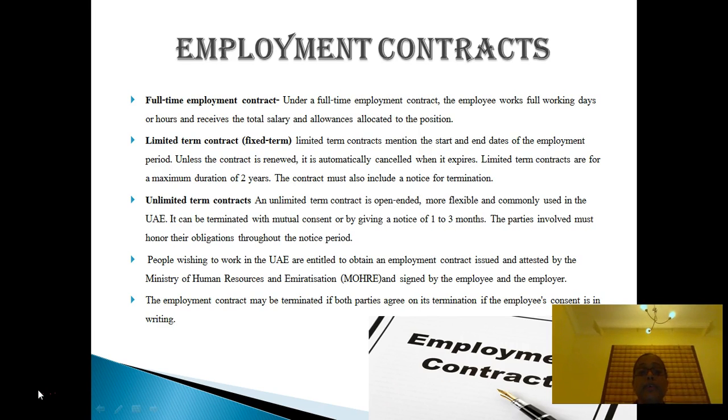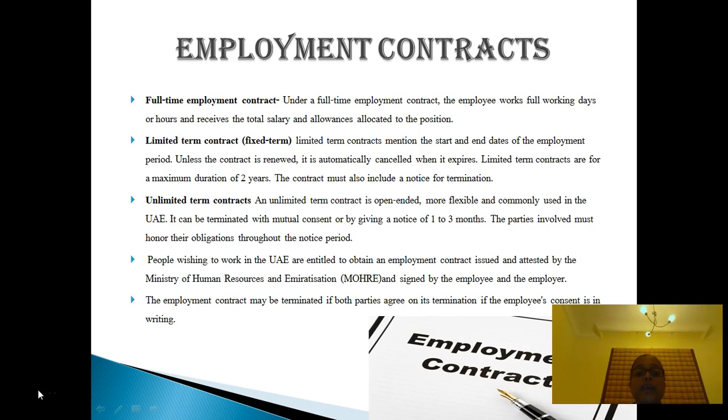Employment contracts. Full-time employment contract. Under a full-time employment contract, the employee works full working days or hours and receives the total salary and allowances allocated to the position. Limited term contract. Fixed term. Limited term contracts mention the start and end dates of the employment period. Unless the contract is renewed, it is automatically cancelled when it expires. The limited term contract are for a maximum duration of 2 years. The contract must also include a notice period for termination.